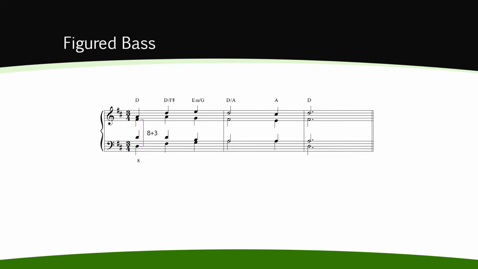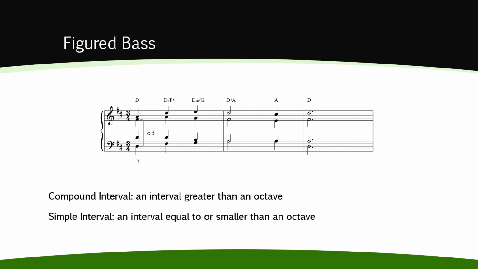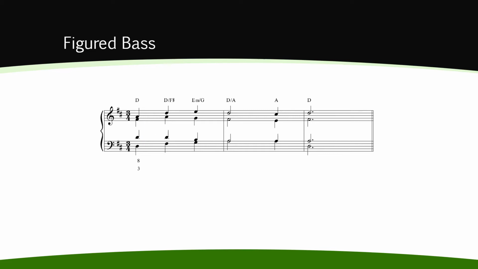An interval that is greater than an octave is called a compound interval, so this is referred to as a compound third. A simple interval is an interval that is 1 octave or less in size. For figured bass, we will indicate the generic interval as a simple interval. So we will just indicate in our figure that there is a generic third above the bass note present in the chord.